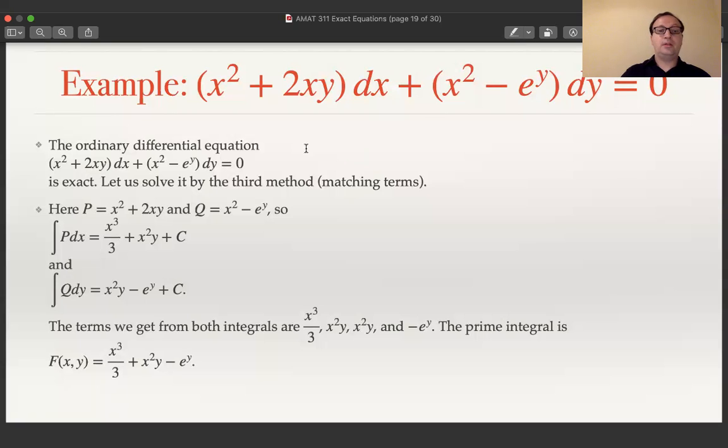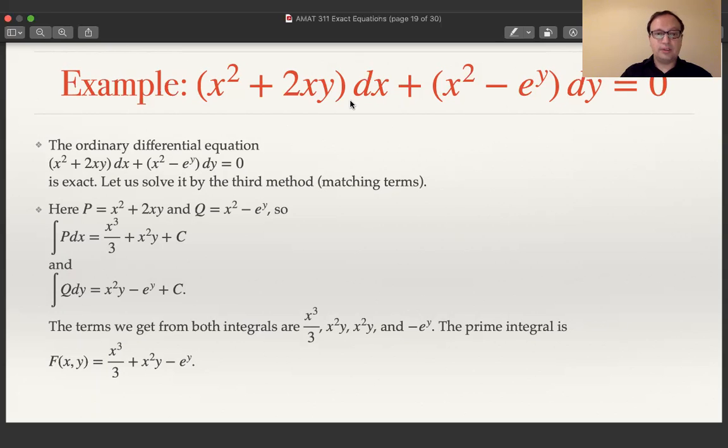So these are three of the most usual methods for solving exact equations. In either case, we should first check whether the equation is exact. That is the first step. And then, if you like line integrals, you can compute line integrals. If not, you can do integrations, like in the other two methods. And in either case, by following the method, you obtain the prime integral.